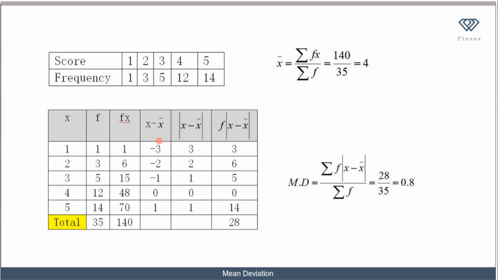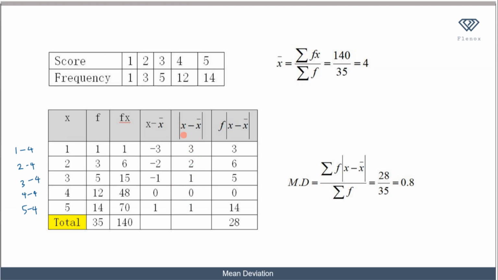Now we can find the deviation between the values that we have and the mean. For this first value here, x minus x bar, we'll just subtract 4 from all these values over here. So the first one becomes 1 minus 4, which gives us minus 3. 2 minus 4 gives us minus 2. 3 minus 4 gives us minus 1. 4 minus 4 gives us 0, and 5 minus 4 gives us 1. Then we'll find the absolute value, meaning we take away all the minus signs. So we just have 3, 2, 1, 0, 1.